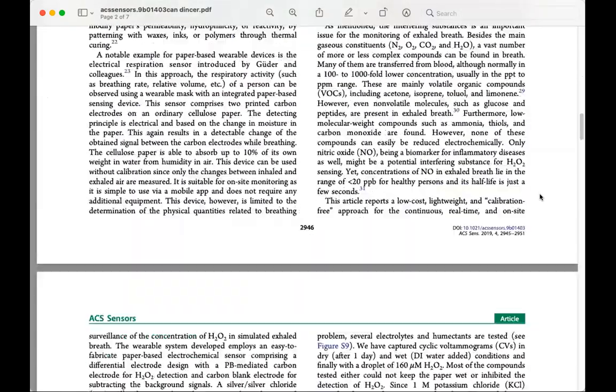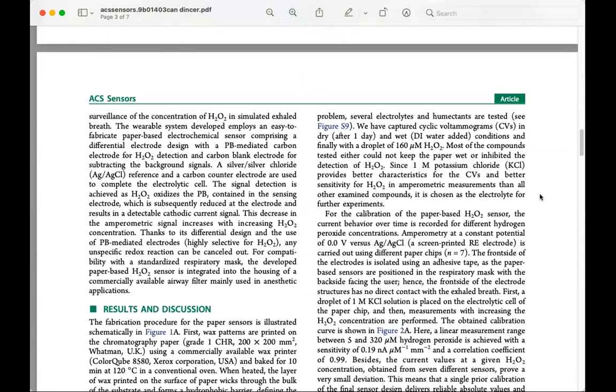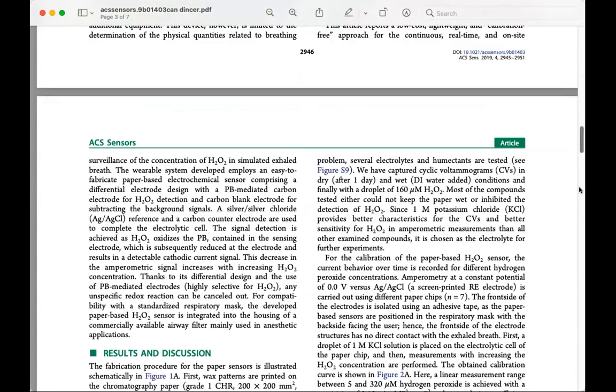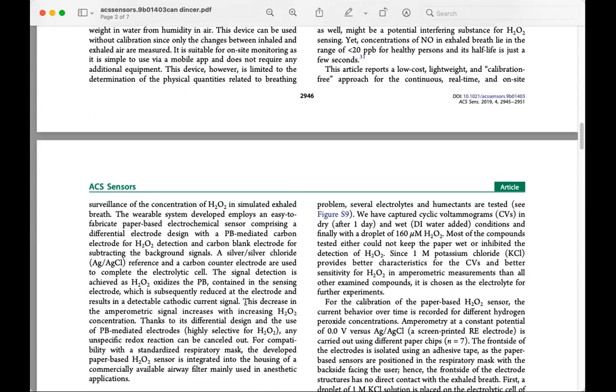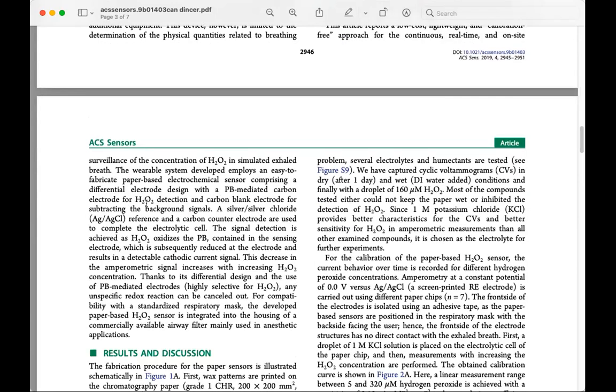So a similar introduction should have this at the end. Starting from here, before it moves to methodology, usually in the introduction we should have this section: "This article reports a low cost, lightweight, and so on," telling about the work that you have done and the one that you want to report in this paper. Until here.